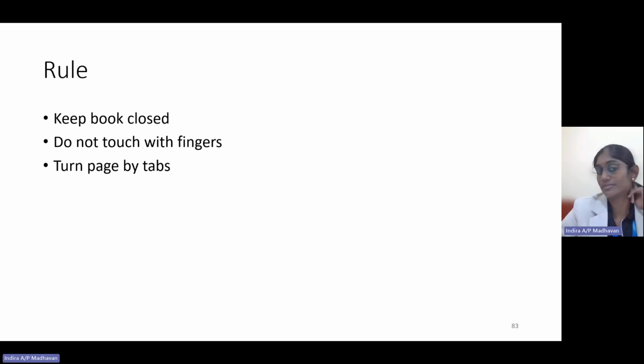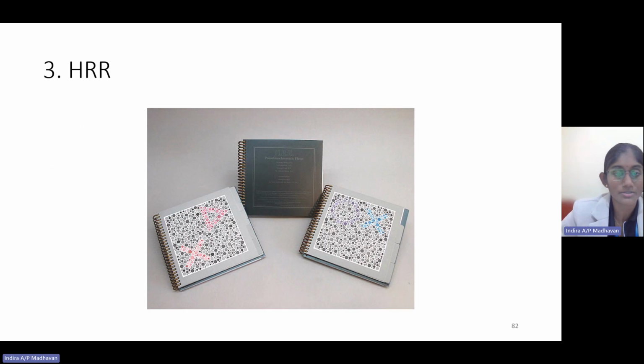Okay, now we look at the rule first. First, keep the book closed. Do not touch the fingers. Turn the page by tabs. Okay, they have tabs that are provided. You can see the tabs here. So you flip the card using the assistance of the tab.